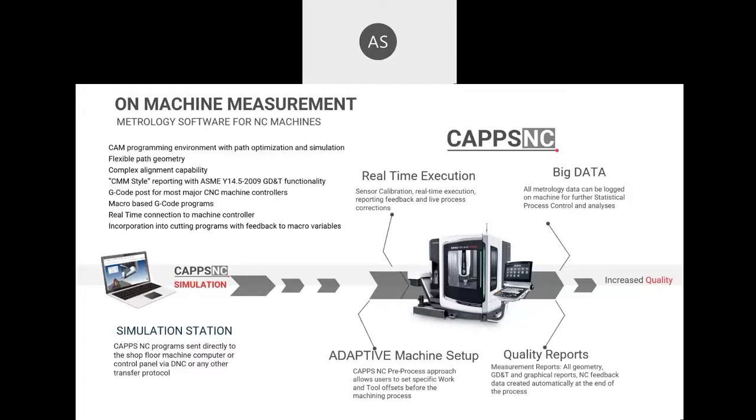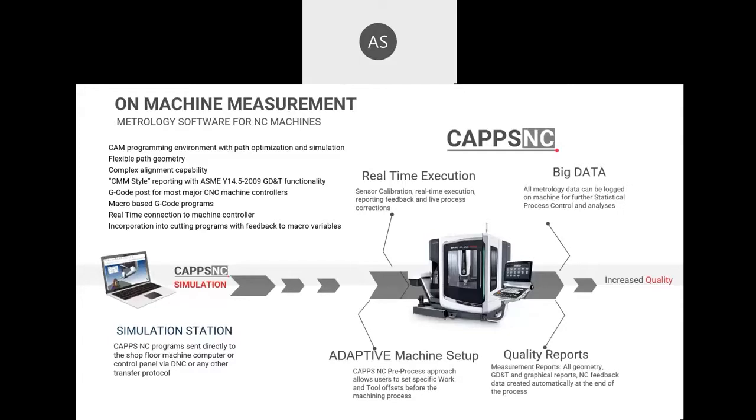CappsNC is a metrology software, and on the NC side, it's based around an offline simulation and/or programming environment. So we like to say it's a CAM programming environment. And one of the ways that the software stands out in terms of other probing softwares is that we have path optimization and simulation, as well as flexible path geometry. So, for example, if you're probing a circle and you need to measure 85 points in that circle, it's pretty easy and straightforward to generate that path dynamically on the screen automatically just by clicking on the CAD model.